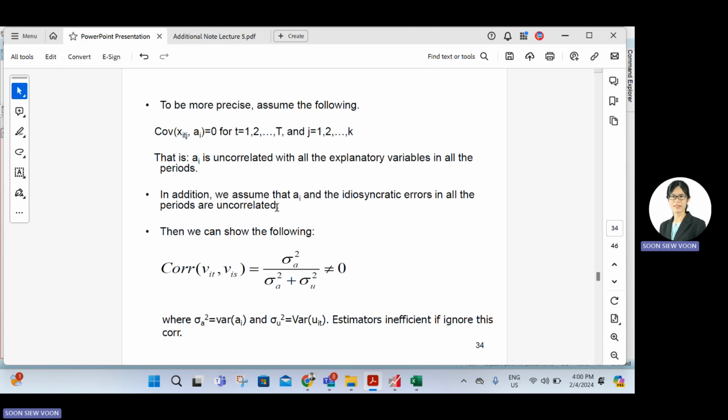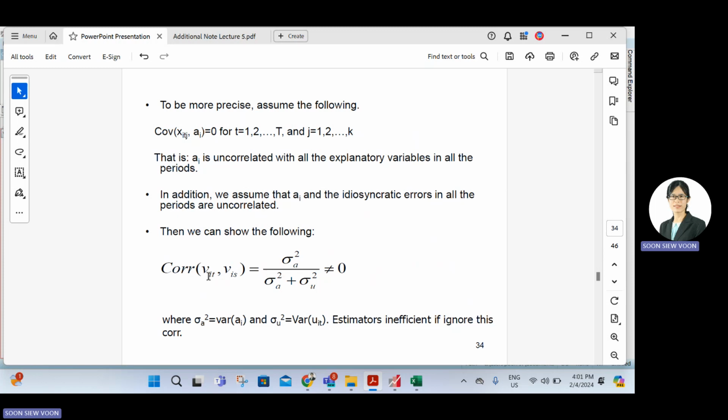To be more precise, we can take a look at the correlation between the independent variable and AI equal to 0, for time t = 1 up to T, and also j up to k. So if the AI is uncorrelated with all the x's, it means that there is no correlation between the AI and the x, right? Then OLS estimation is consistent. In addition, we assume that the AI and the idiosyncratic error in all the periods are uncorrelated.